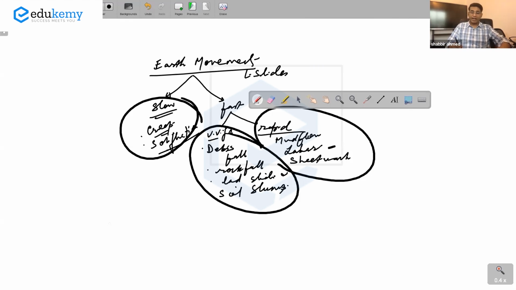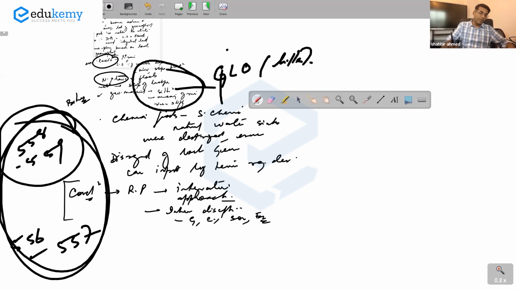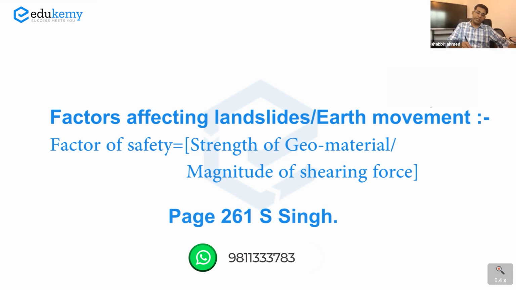Now, what are the factors affecting landslides or earth movements? There is a formula given: factor of safety is equal to strength of geomaterial divided by magnitude of shearing force. ये formula page 261 में है. The factors affecting landslides we discussed from this formula. The factor of safety says that your safety depends on the magnitude of the shearing force. If you have high shearing force, the safety is less. Less shearing force, the safety is higher.